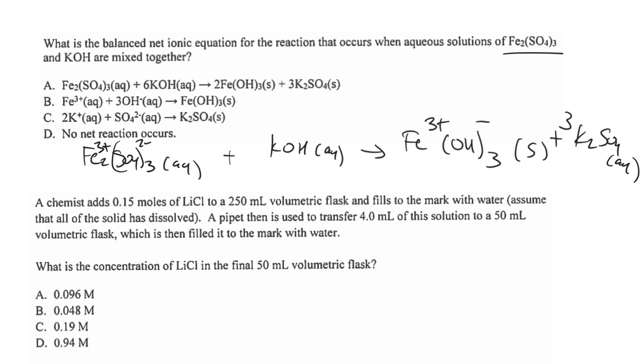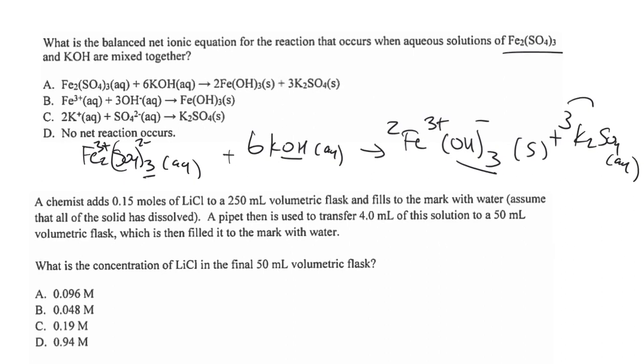So 3 sulfates on both sides. I need 6 to give me the 6 potassium ions. And then 2 Fe(OH)3s. So that gives me 6 hydroxide groups on both sides. So that looks to be in balance.